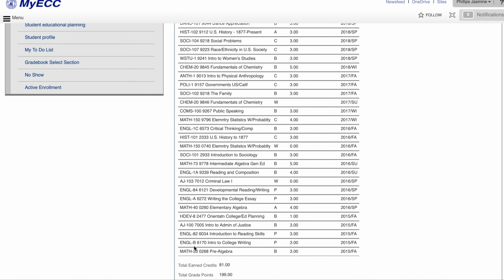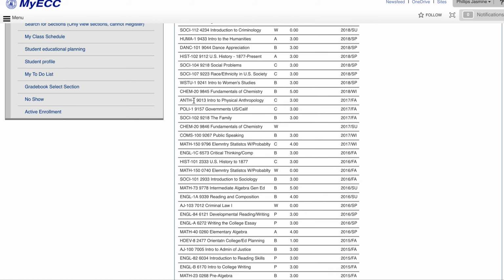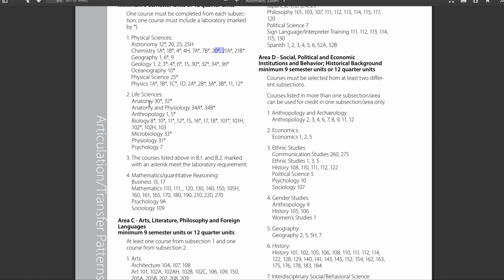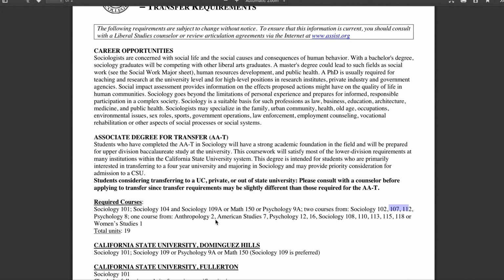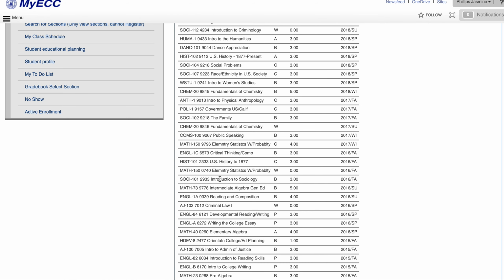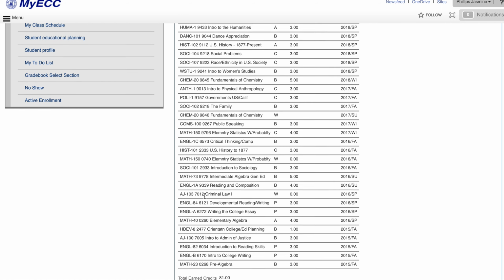Let me see. English, English, math, search, math, history, English, math, speech, Anthro 1. Anthro 1 is right there. So that's the B2. Okay, so now you have all the classes in the right areas. And, oh, we still need one more here. This was one course from down here. So let's take a look at your transcript and try to find a course for that.